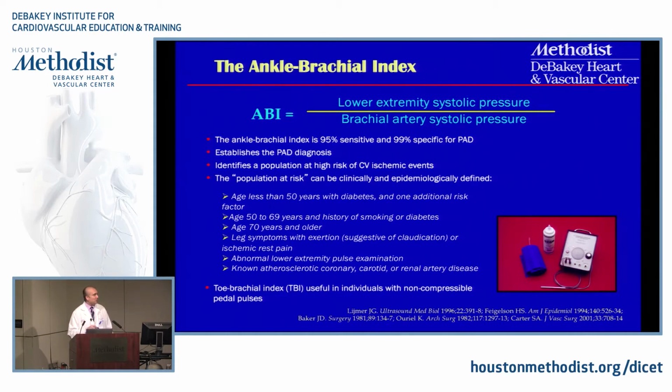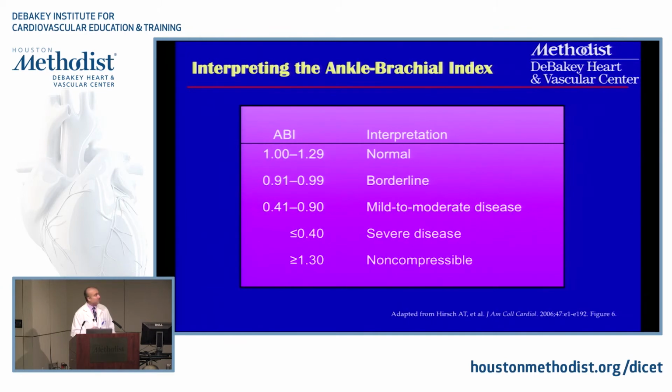And then in cases where the vessels are non-compressible, that's where you want to use a thing called a TBI, or toe brachial index, where you're simply measuring the toe pressure to the greatest of the brachial pressures and using that to compute your toe brachial index. This is showing you now what's considered normal and abnormal.